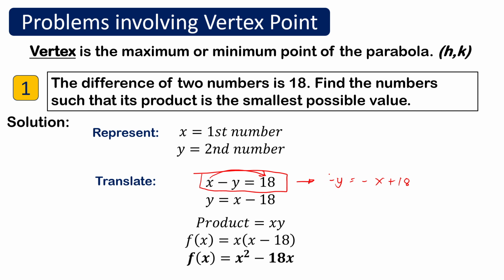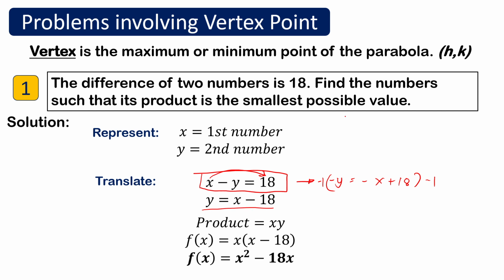Then multiply the equation by negative 1. Negative 1 times negative y is y, and negative 1 times negative x is positive x, and negative 1 times positive 18 is negative 18. So y is equal to x minus 18. This is the equation for y.